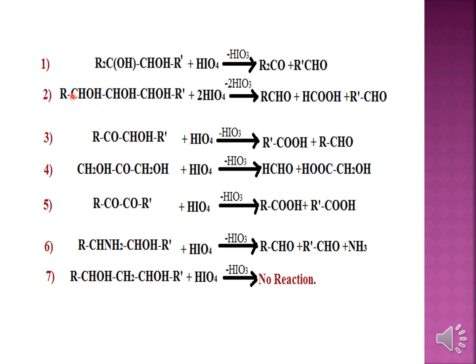And then when this is getting cleaved, that is your CHOH, you are getting an aldehyde. What happens here is two of the aldehydes you are getting, and then the one CHOH in between is getting converted into formic acid, with the consumption of one molecule of your periodic acid.